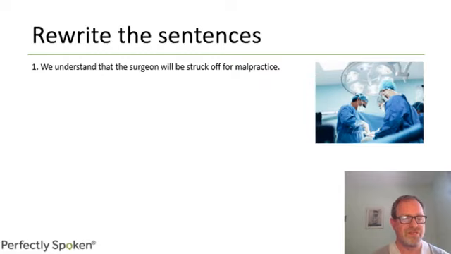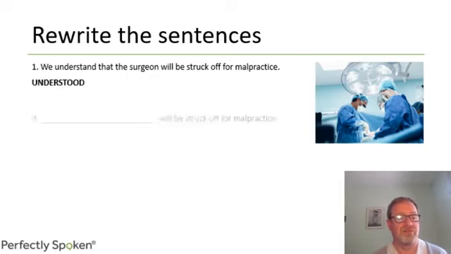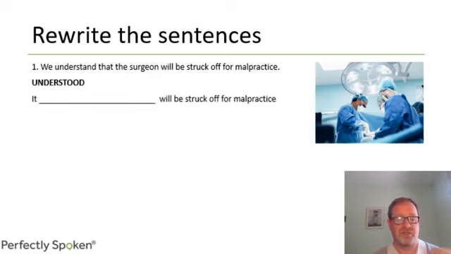So here you've got some surgeons, and it says, we understand that the surgeon will be struck off for malpractice. That means he will have his license removed. He will not be able to practice as a surgeon anymore because he's done something terribly wrong. So using the verb understood, the form understood, how could we complete this sentence?